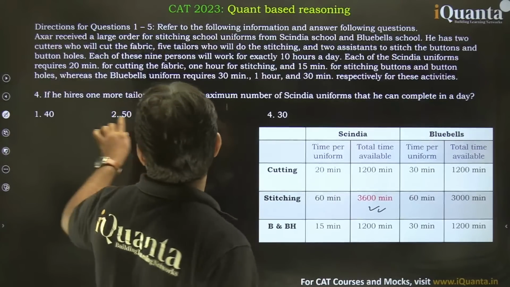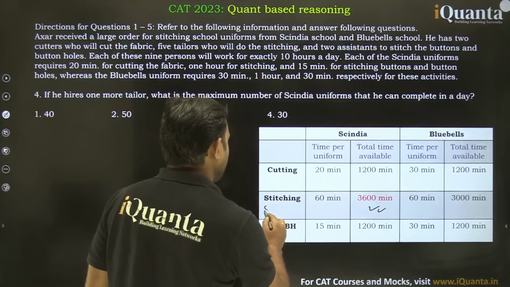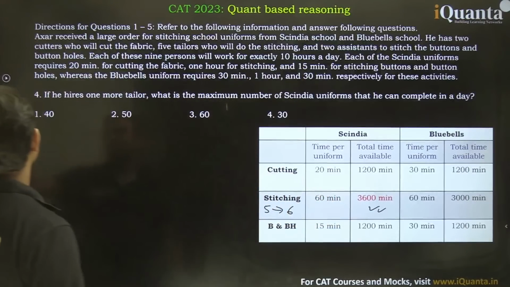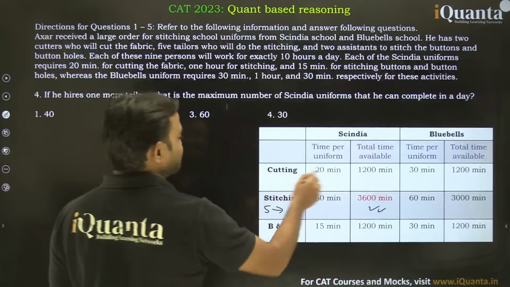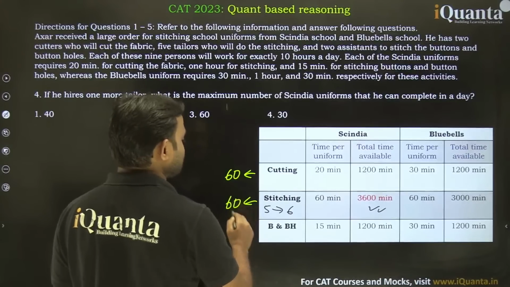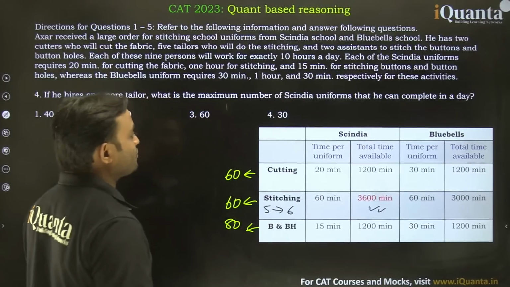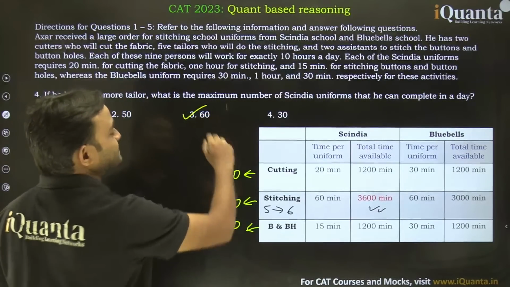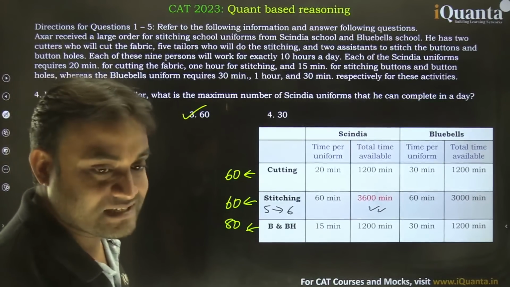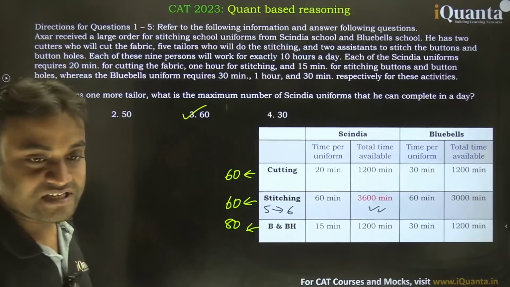Now, if he hires one more tailor, there will be 6 tailors instead of 5. Number of tailors will become 6 instead of 5. So they have now 3600 minutes. So how many can the cutters prepare? 60 uniforms. These can be done also 60 uniforms, and this will be 80 uniforms, right? So overall maximum 60 uniforms can be completed in one day. So answer is 3. Okay, question number 4, answer is 3, which is 60.